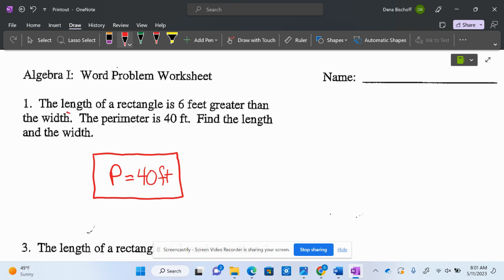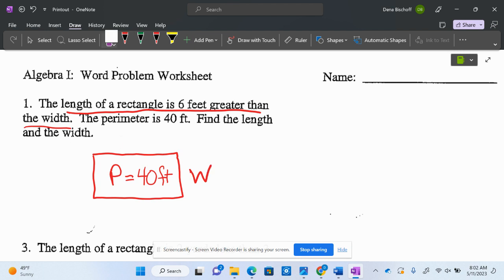So it says the length is 6 feet greater than the width. The length is 6 feet greater than the width. So what side is the width? Short side or long side? How do you guys want to label it? You want the long side to be the width? Okay. So if this side is W, how do I show that the length is 6 feet greater than W? Here, I'll put W right here.